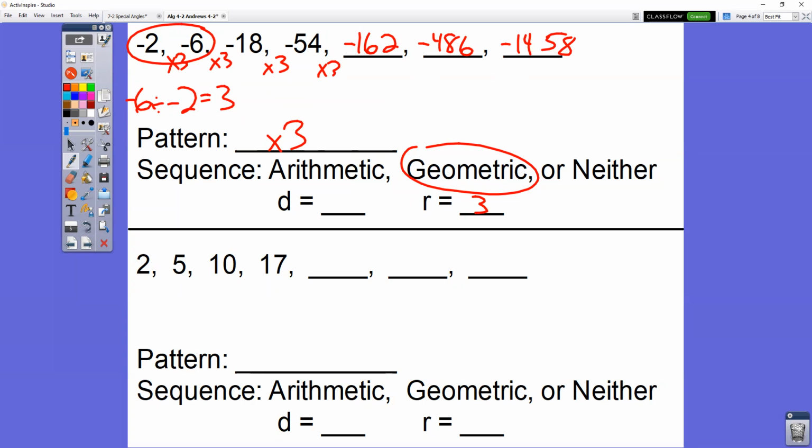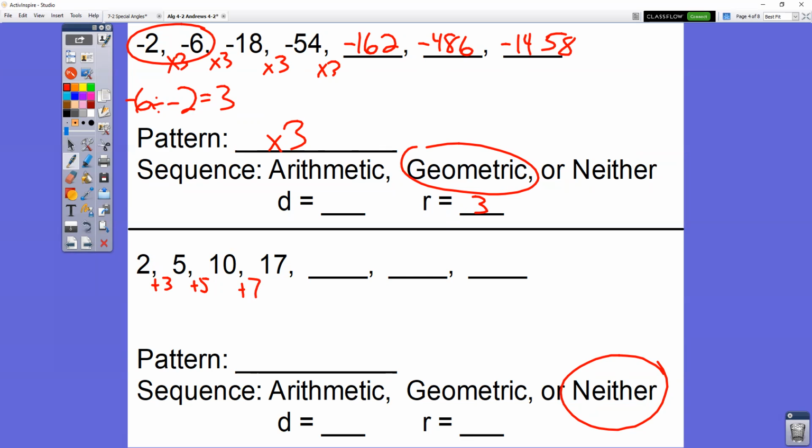I'm going to tell you right away that this is going to be a neither pattern. What a neither pattern looks like is it is a weird pattern. It's not arithmetic. It's not geometric. Well, how do I get from 2 to 5 to 10 to 17? If I use that little trick of subtracting going backwards, I can tell that there's a difference of 3 here. There's a difference of 5 here. And there's a difference of 7 here.